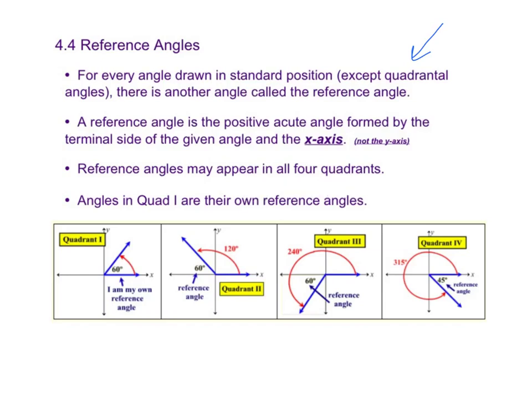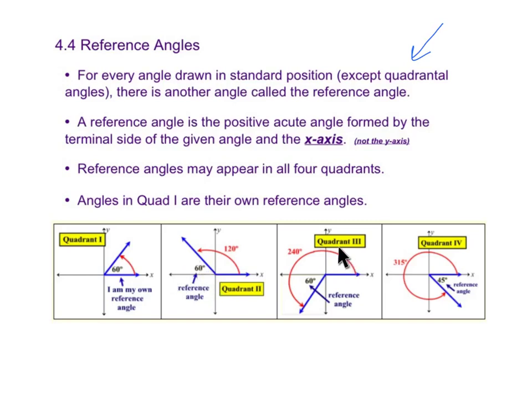Reference angles may appear in all four quadrants. Although in the first quadrant, it says here, I am my own reference angle, right? Acute. And so that's what it says there. So you can see here that if the terminal side of 120 degrees ends up in the second quadrant, then the acute reference angle is going to be this 60-degree angle right here.